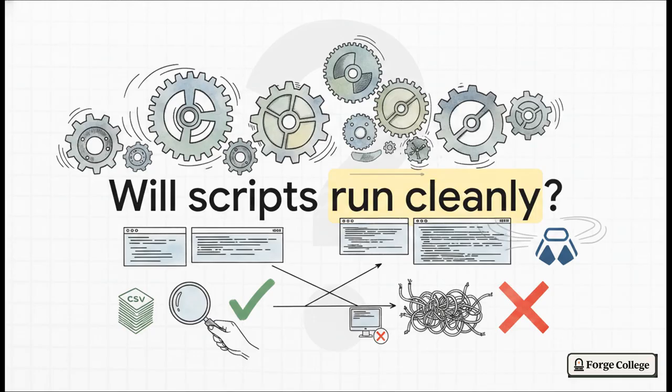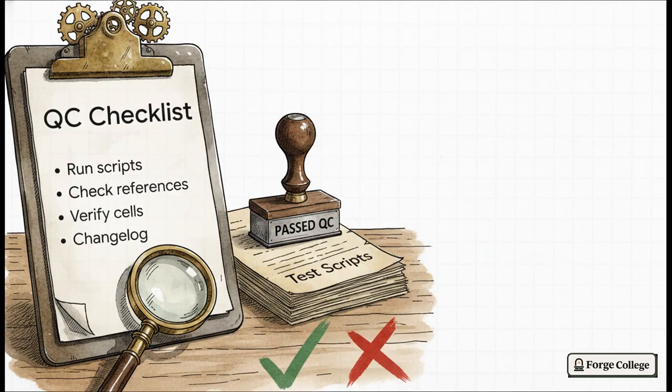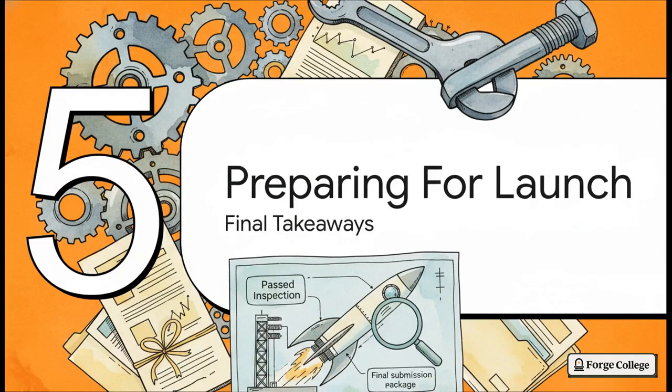Reproducibility is non-negotiable. So run through this strict manual checkpoint yourself. Run the scripts, click the references, ensure your change log actually proves you listen to your peers in Lesson 4. If any of these are a no, well, back to the drawing board you go. Finally, Section 5, Preparing for Launch, Final Takeaways. We've tightened all the bolts, so let's get the final payload ready for launch.